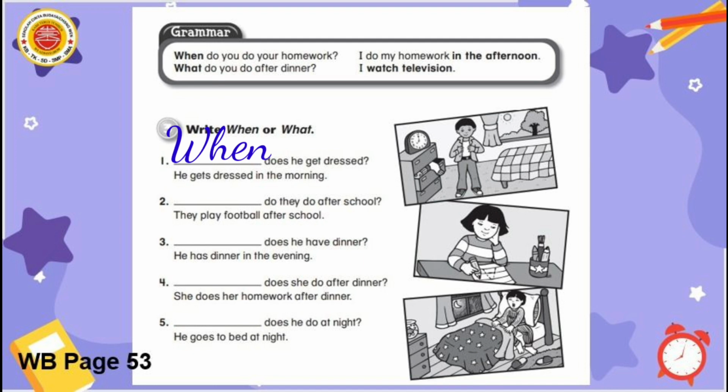Number 2, do they do after school? Mereka lakukan setelah sekolah. Perhatikan jawaban dari pertanyaan nomor 2. They play football after school. Mereka bermain sepak bola setelah pulang sekolah. Nah, ada kegiatan di sini. Jawaban yang tepat atau kata tanya yang tepat untuk pertanyaan nomor 2 yaitu what. What do they do after school? Apa yang mereka lakukan setelah pulang sekolah? Mereka bermain sepak bola setelah pulang sekolah. For number 3 until number 5, you do by yourself at home.